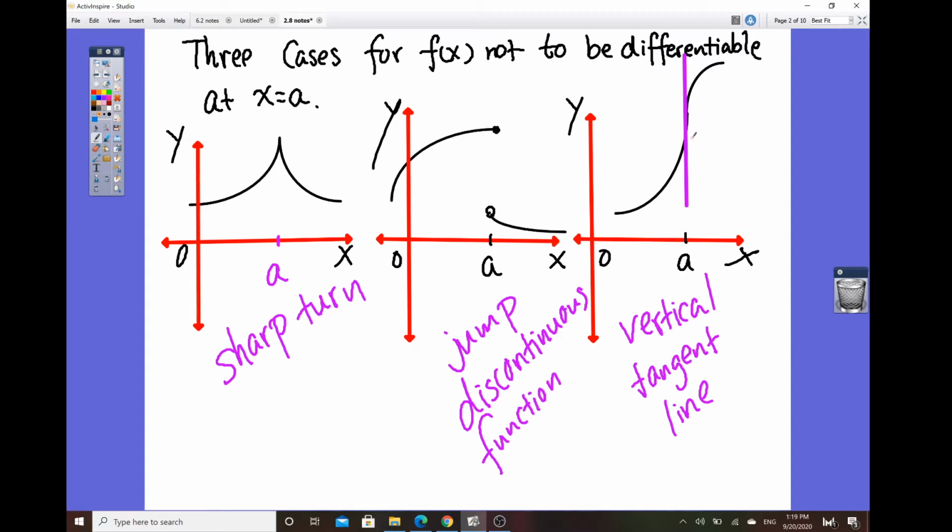Another case is not differentiable because of a vertical tangent. Imagine the slope of this line here: it's undefined, so that's why it's not differentiable at a. So there are 3 different cases where the function is not differentiable: the sharp turn, the jump discontinuity function, and the vertical tangent line. Those are the cases where the function is not differentiable at x equals a.